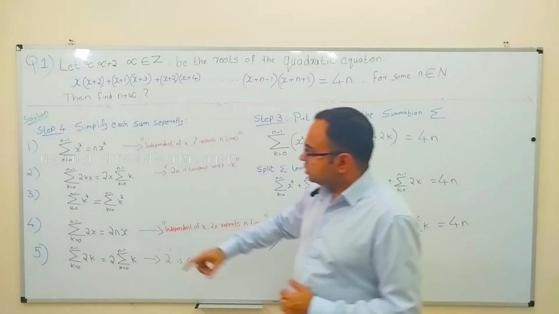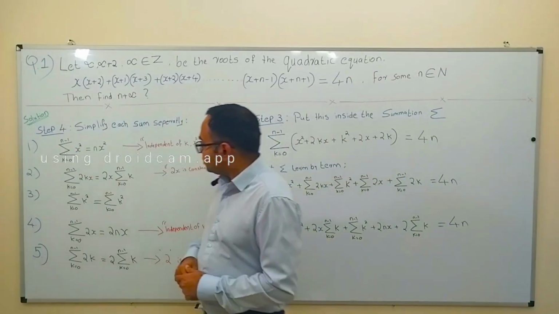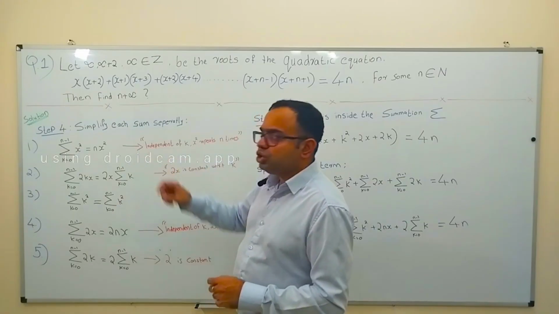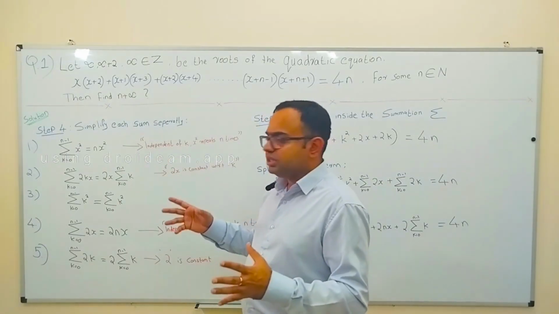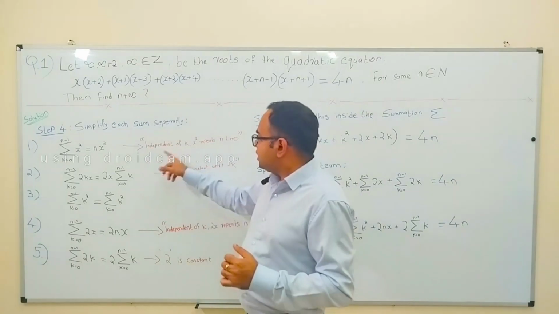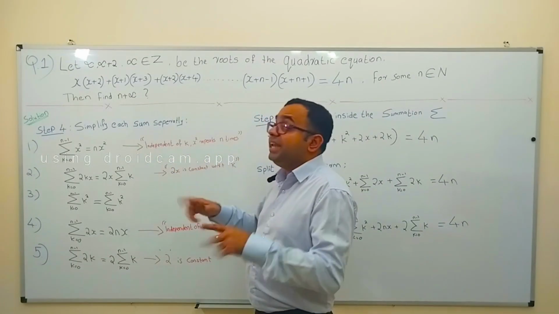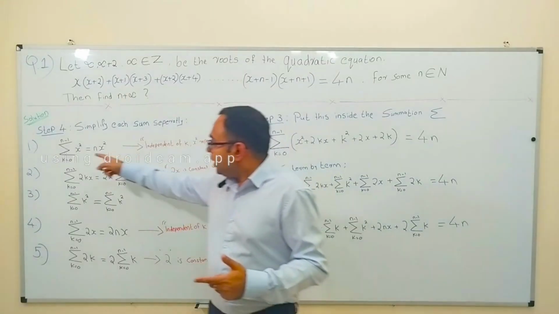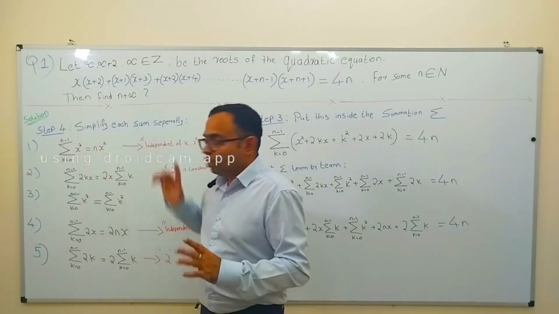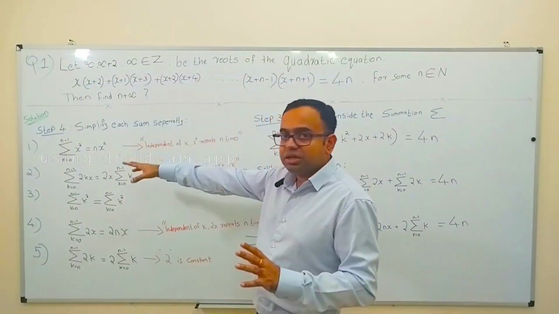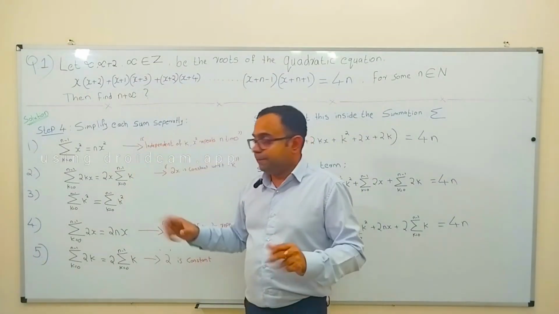The first one, summation of x². See, in x² there is no k there. So we know that this x is independent of k, so x² repeats n times. So we can write summation of x² is equal to nx². From this moment, there is no summation there. We can simply write nx².